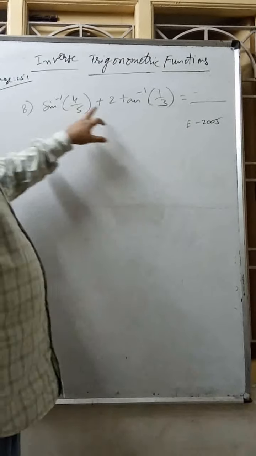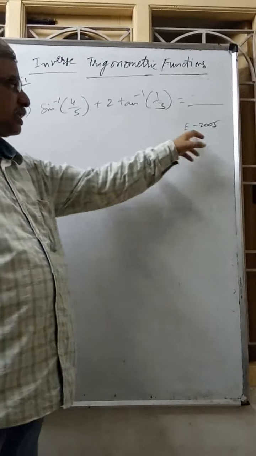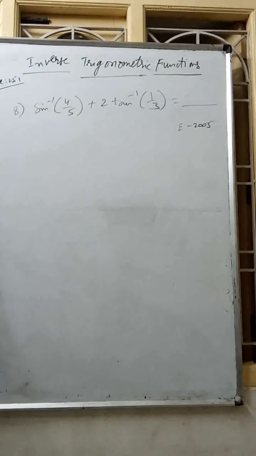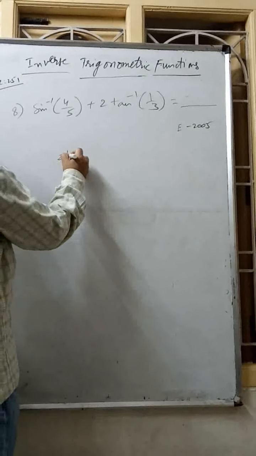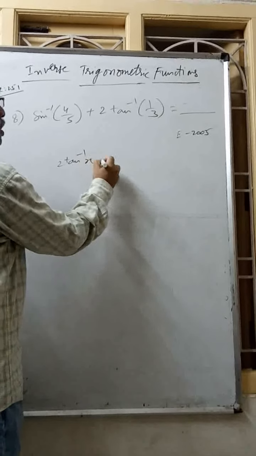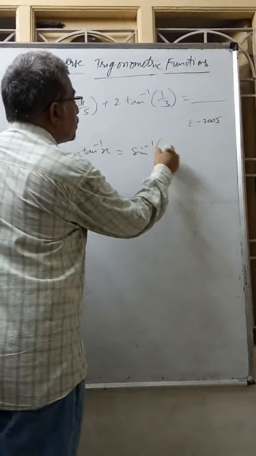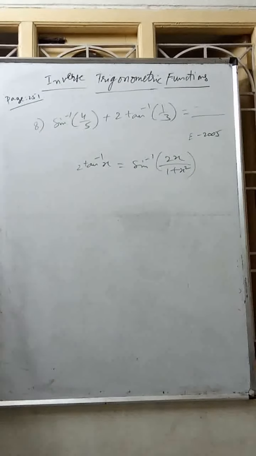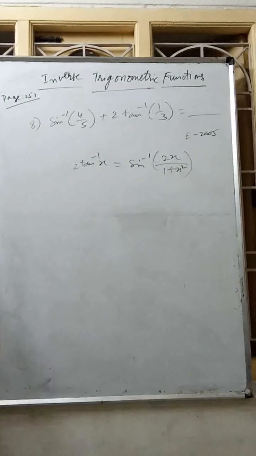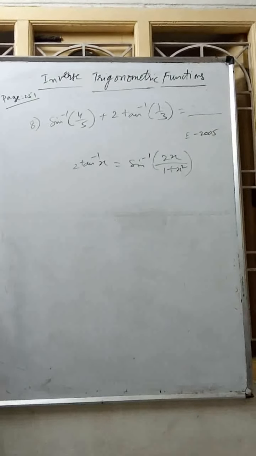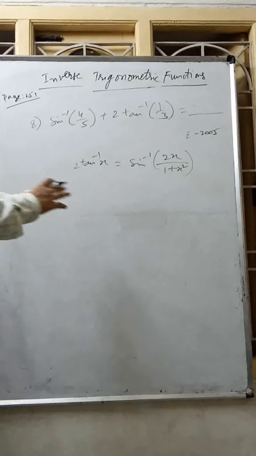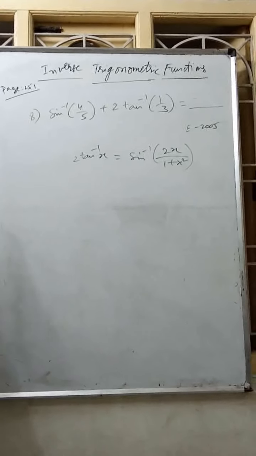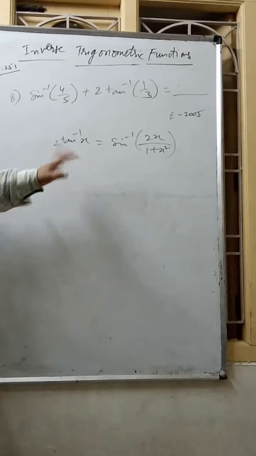Sin inverse 4 by 5 plus 2 tan inverse 1 by 3 equal to how much? Asking in answer to the simple sum. First we know that 2 tan inverse x in terms of sin inverse. So what is 2 tan inverse x in terms of sin inverse formula I told? This is sin inverse of 2x by 1 plus x square, if x lies between minus 1 to plus 1. So this is 100% within the limits, so 1 by 3 is within the limits, so I can write sin inverse of 2x by 1 plus x square.